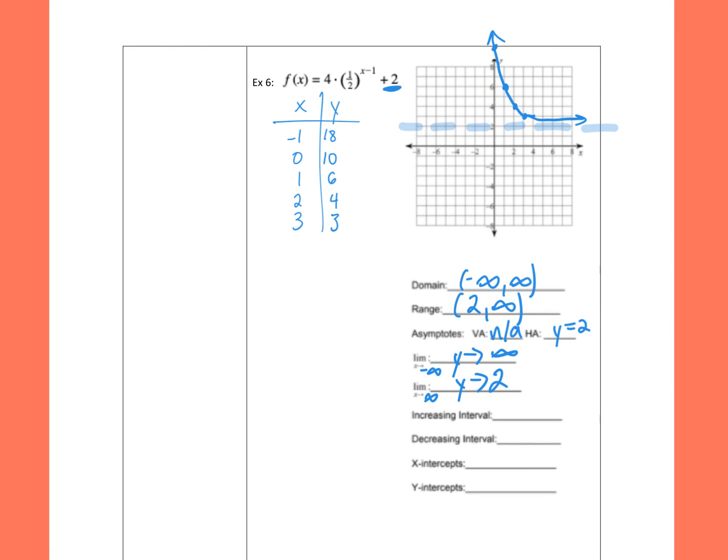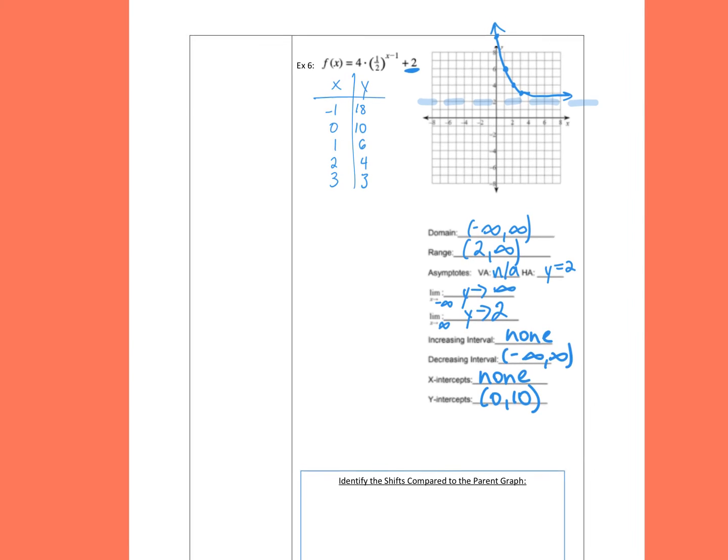Increasing or decreasing? Decreasing, right? Increasing, we just put none. X-intercept? Is this going to cross the x-axis ever? No. Good, we got off easy. Y-intercept? 0, 10.